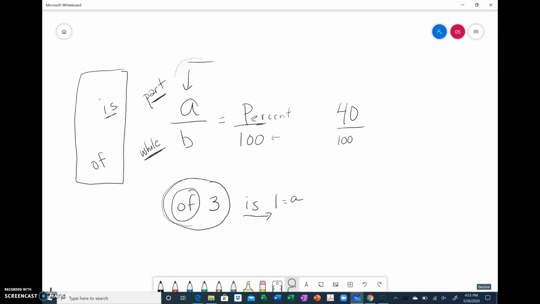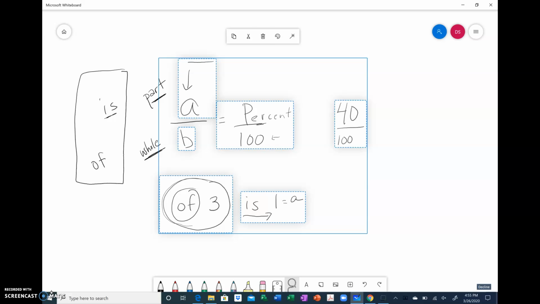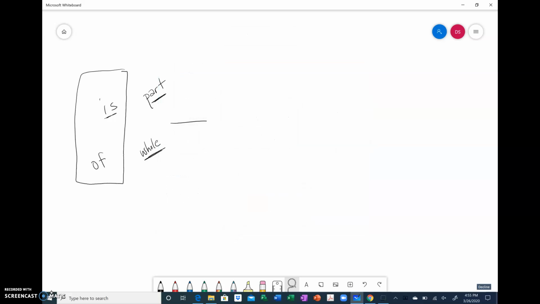Let me clear all of this off and we'll solve example 1, even though it's solved for you in the book, but I'll talk my way through it. So, what percent of 3 is 1? Using the hints that I gave you, you should know that of 3 means 3 is going to be down here. It's the whole. It is 1. So 1 is what part of the whole 3. 100 always goes here every time.